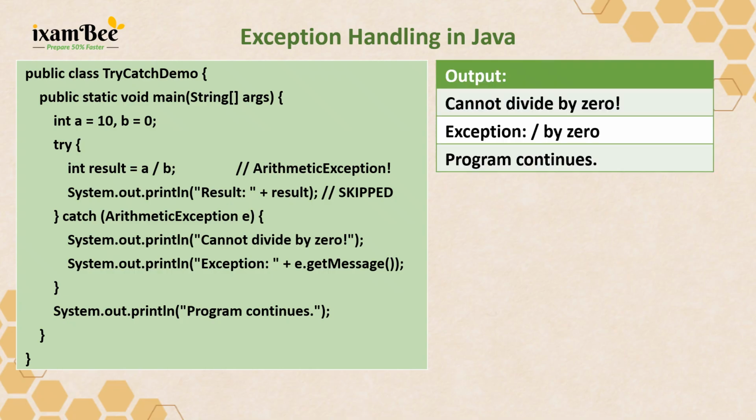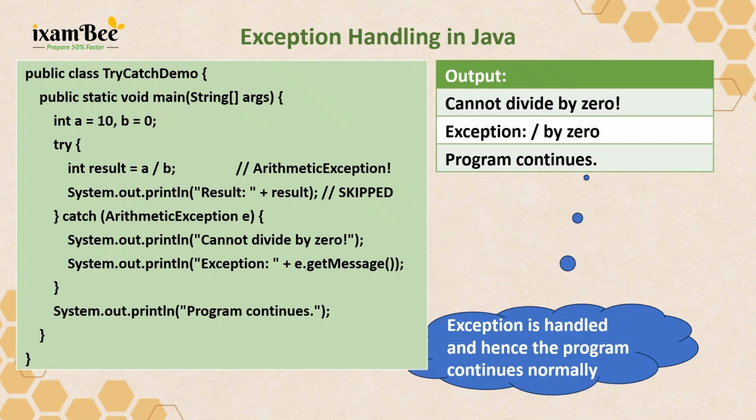So if you look at the output, it would be cannot divide by 0, exception divide by 0 and the program continues. Exception is handled and therefore the program would continue normally without getting terminated.